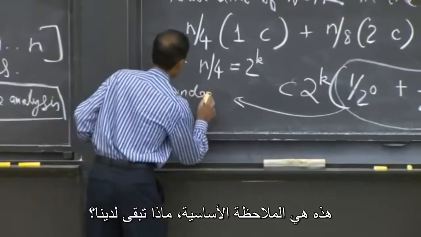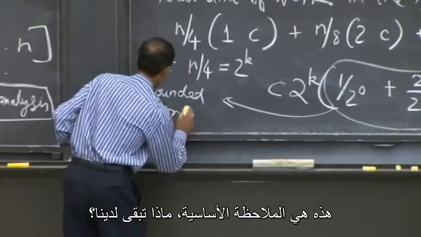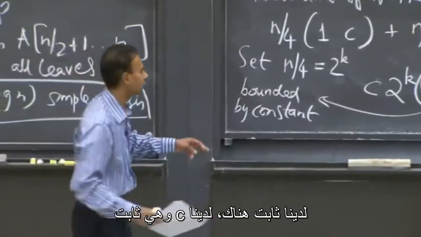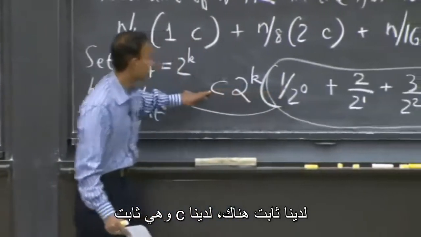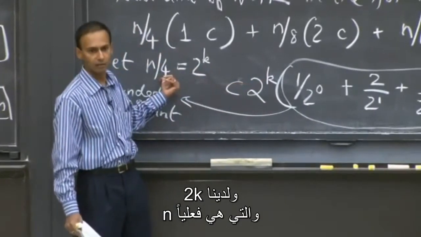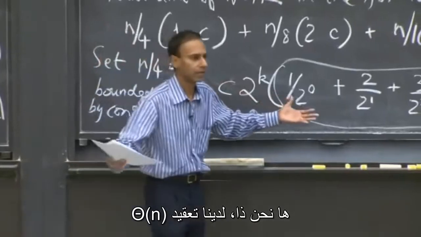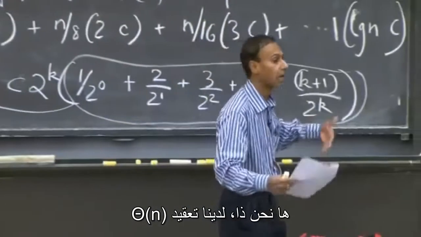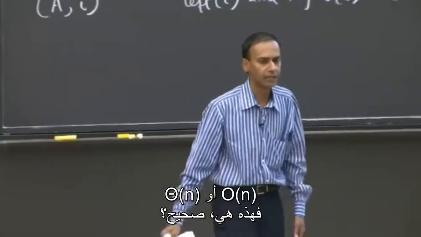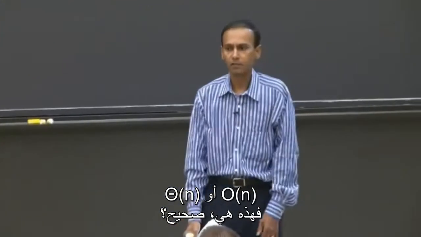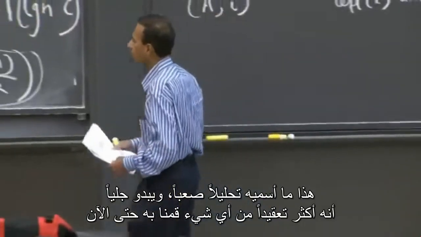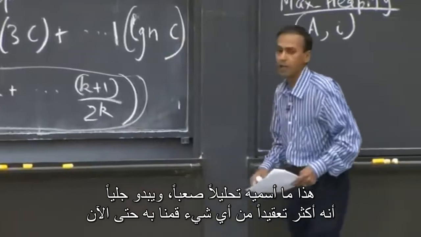And that's the key observation. So what do we have left? We have a c, which is a constant, and we have 2 raised to k, which is really n. So there you have your theta n complexity. I can say theta n because I know it's theta n, but big O of n, theta n, that's what it is. That was a subtle analysis, clearly a little more complicated than anything we've done so far.